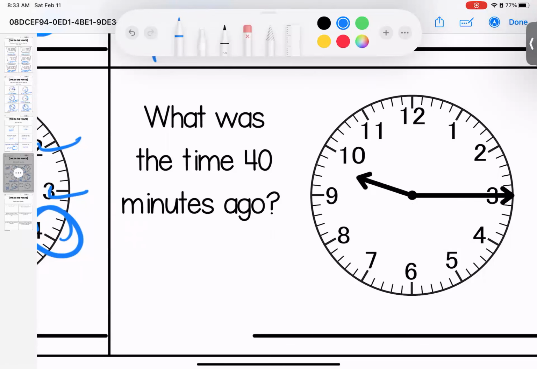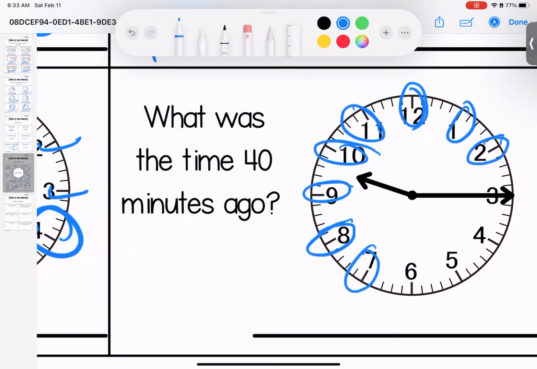Now, this one was super sticky because we are going to be changing some hours, okay? So for this one, it's currently 9:15, right? We're going back 40 minutes. So I need to count backwards. 5, 10, 15, 20, 25, 30, 35, 40, which means that my hour hand would be moving back because right now it's 9:15 and I'm going to go back 40 minutes.